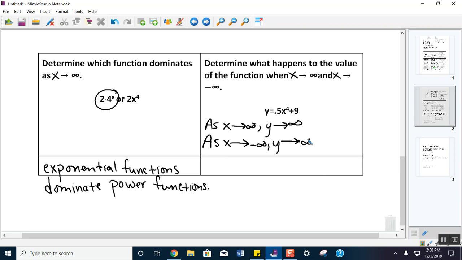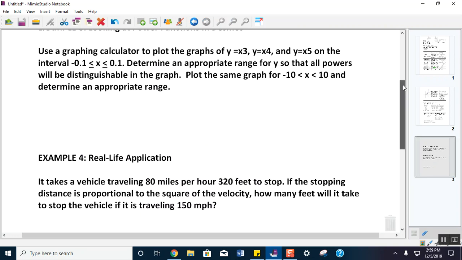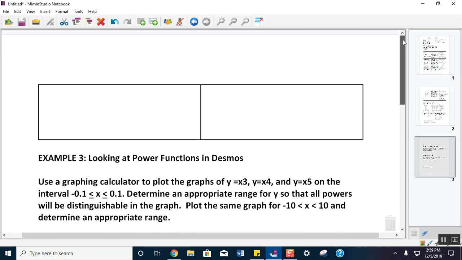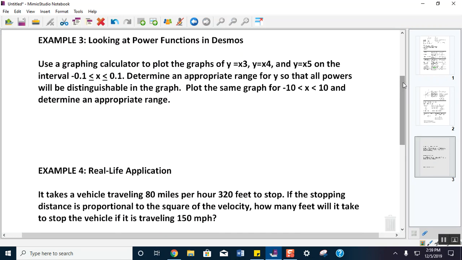Okay, questions on the first 2 pages so far? How are we doing? Let me see what's on the next page here. Some empty boxes. I think I want to wait on this. I'm going to hold off on this until tomorrow. This is going to take a little bit of time to get through. I know we've got a few real life applications, so I'm going to stop this right here.